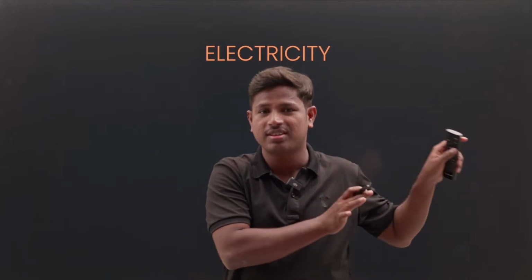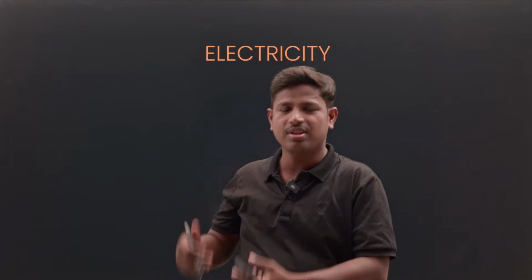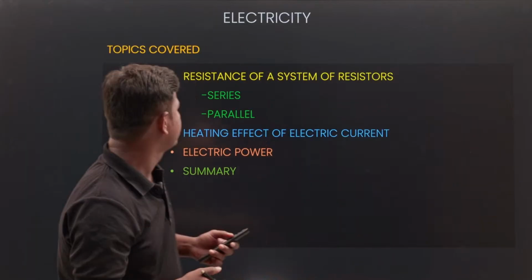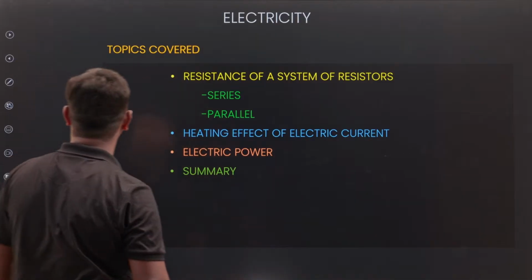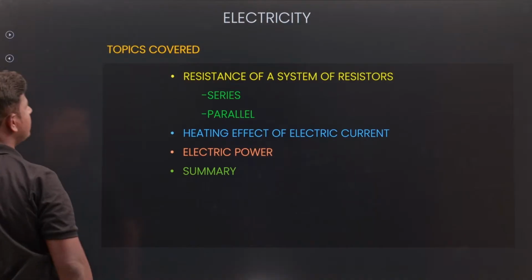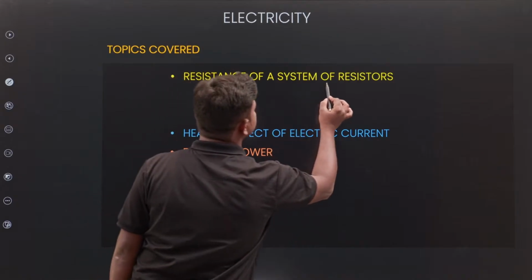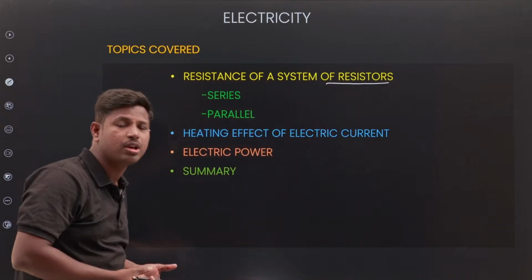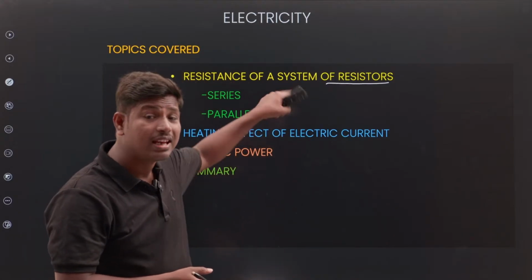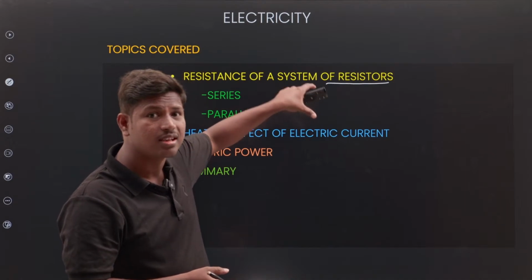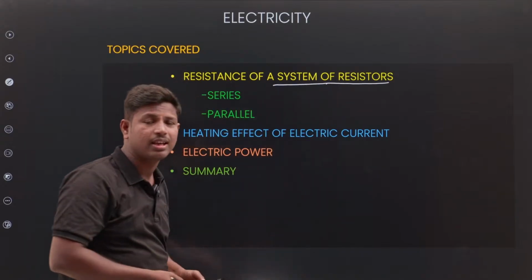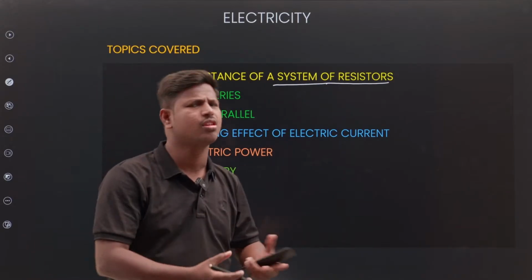Electricity. In the previous session, part 1, we discussed it, and today's session we are going to discuss electricity part 2. In this session, the topic we are going to cover is the resistance of a system of resistors. In the last class we discussed a resistor; in today's session we are discussing a system of resistors, or combination of resistors.